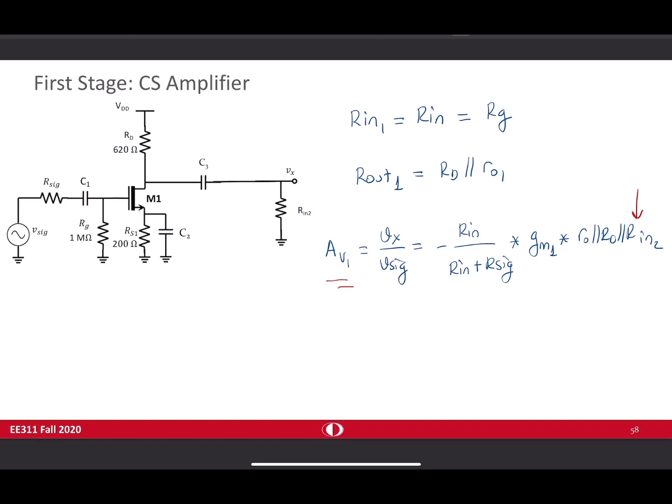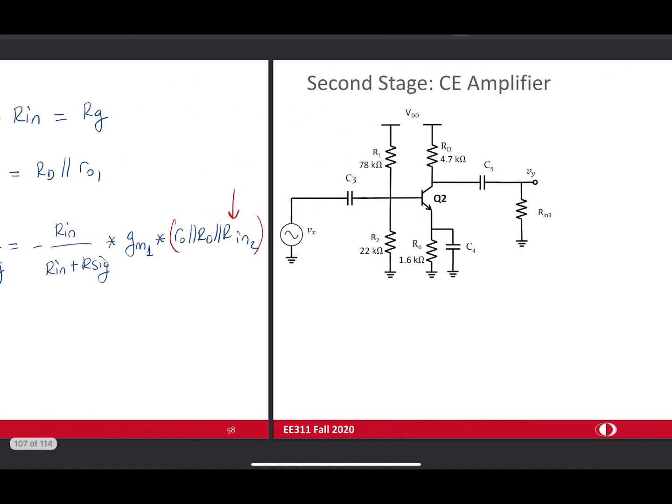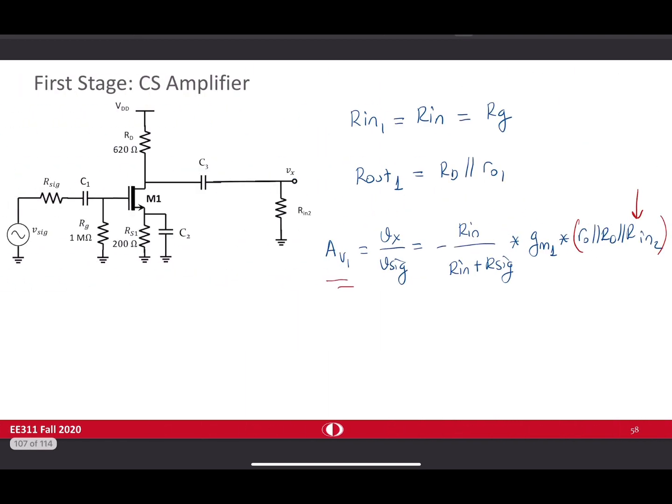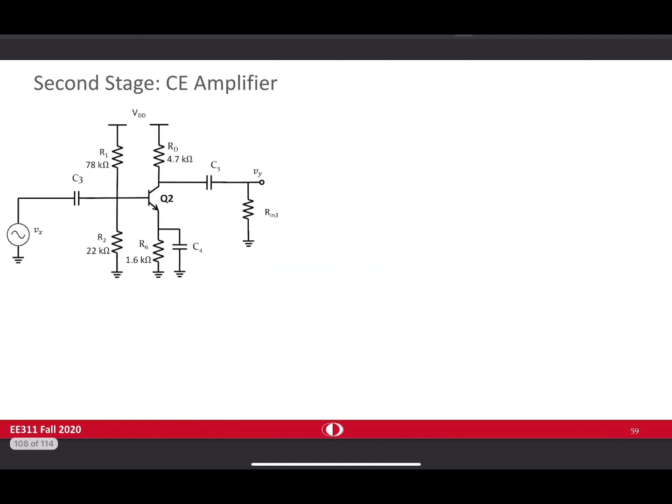And keep in mind that we never memorize any of these expressions, because depending on the circuit type, expressions may change. So try to understand the derivation of these expressions rather than memorizing them. For the second stage, now I'm going to take my input as Vx, which is the output of the first stage. Output of the first stage is taken as the source applied at the second stage. Please note that I don't have a source resistance in here. You don't need to use it.